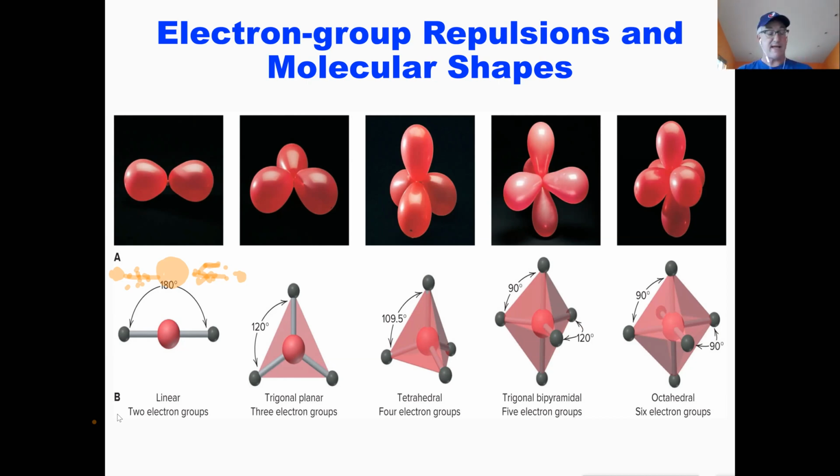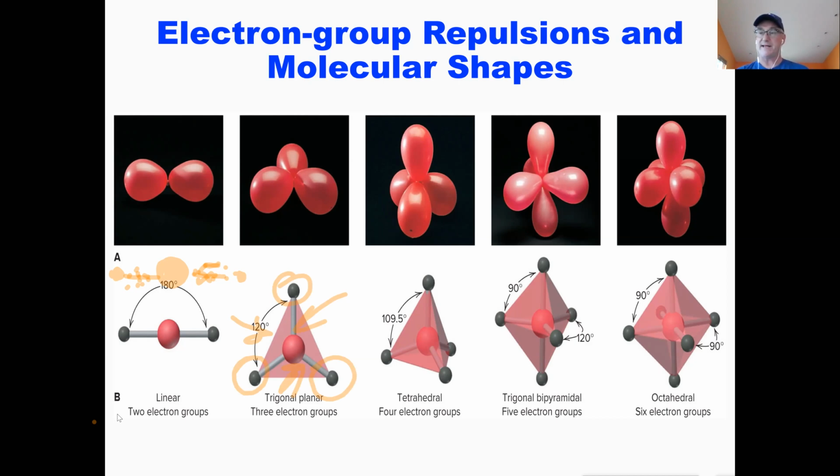If I have one, two, three atoms around the center, there's no lone pairs, there's only three regions of electrons: 1, 2, and 3. Well, the greatest distance they can have apart is 120 degrees in this sort of triangle shape.